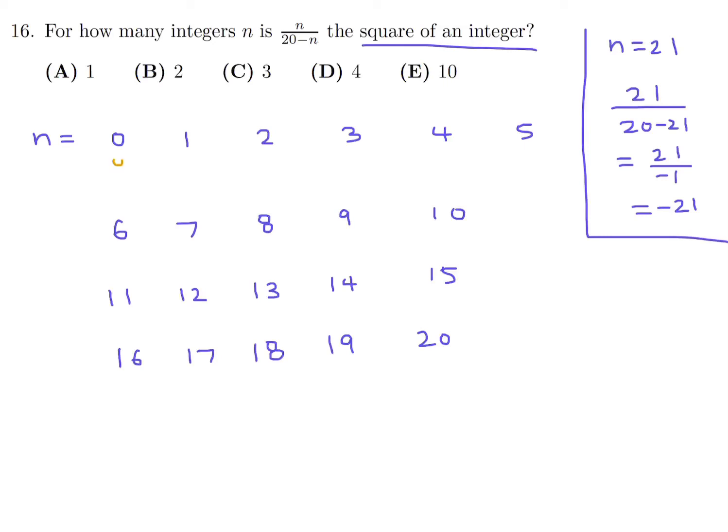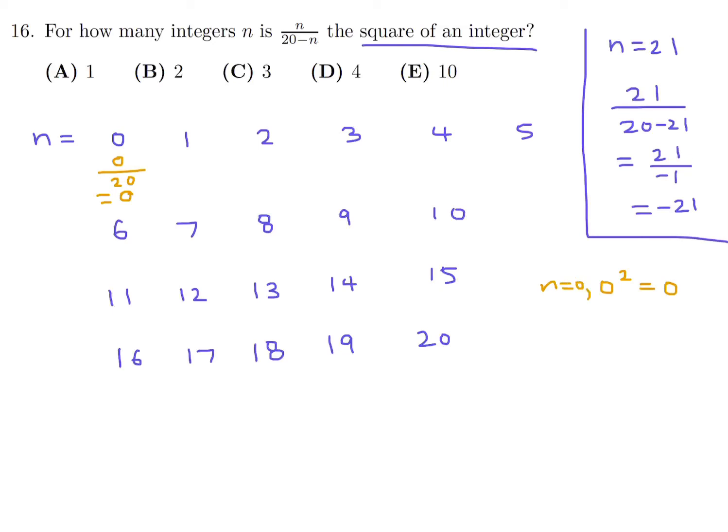If n is 0, we have 0 over 20, which is 0. Is 0 the square of an integer? Yeah, it is, because 0 squared equals 0. All right, so n equals 0 is one of our possibilities.